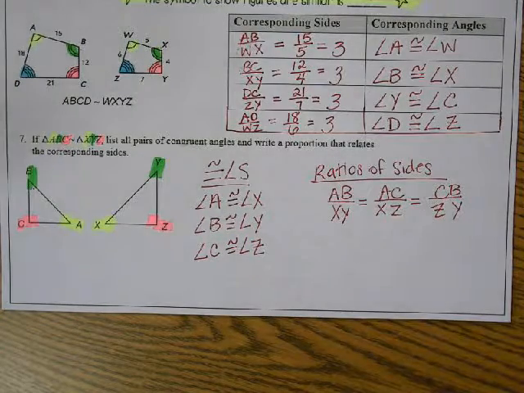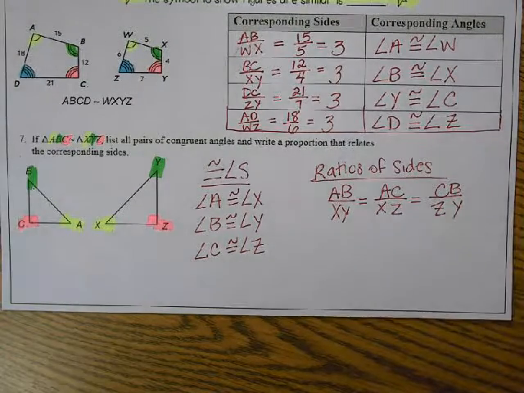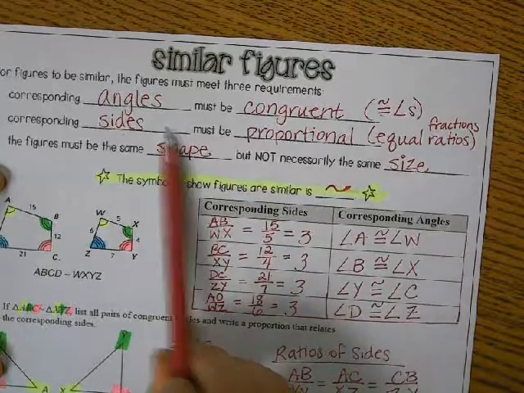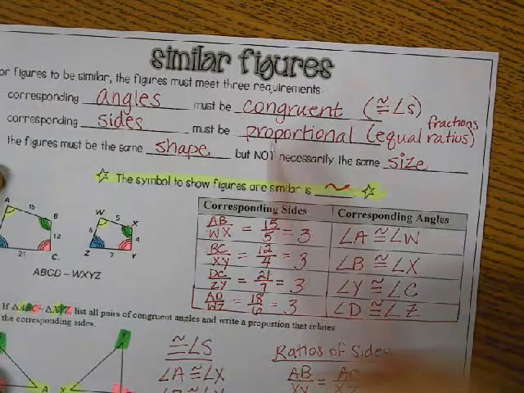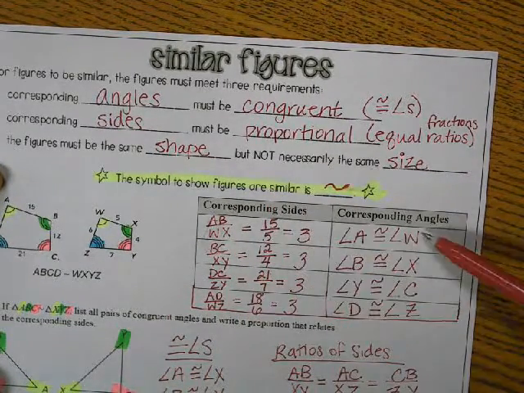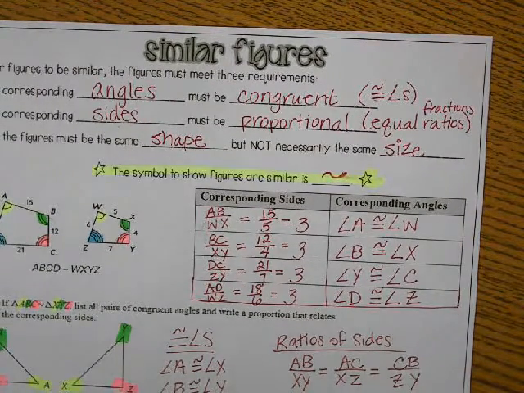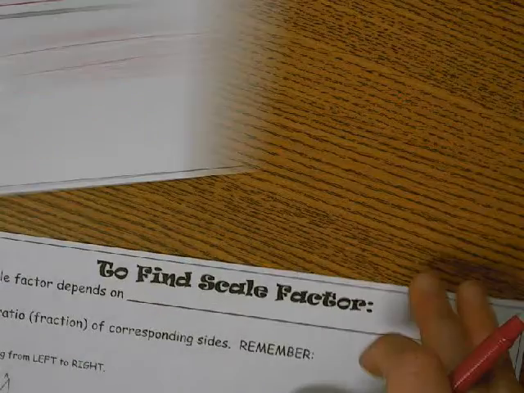Okay? So the big idea from this page is what identifies a similar figure. They have to have congruent angles and they have to have proportional sides. So we have to write ratios of sides and congruent angles to show it. The next page is talking about scale factor.